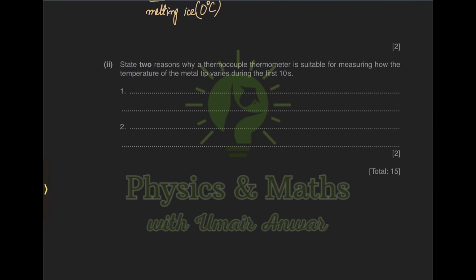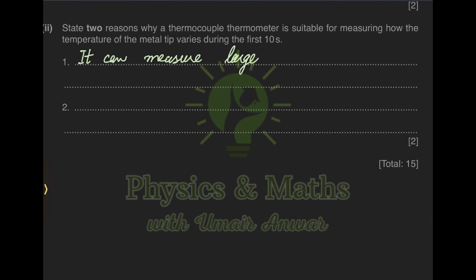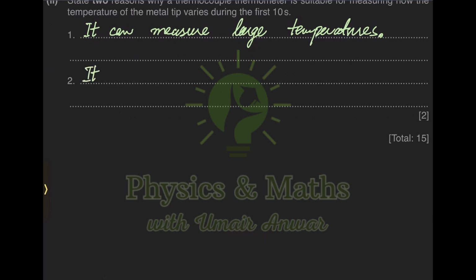The next part says state two reasons why a thermocouple thermometer is suitable for measuring how the temperature of the metal tip varies during first 10 seconds. So there are two very important characteristics in a thermocouple thermometer. Number one, it can measure large temperatures as compared to the clinical thermometer or the laboratory thermometers, which are not able to measure very high temperatures, and they simply get damaged when very high temperatures are measured using them. Similarly, the second thing is it is very responsive.